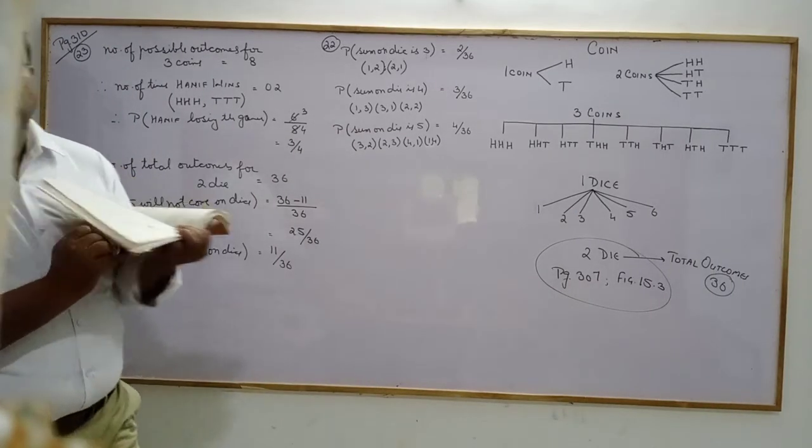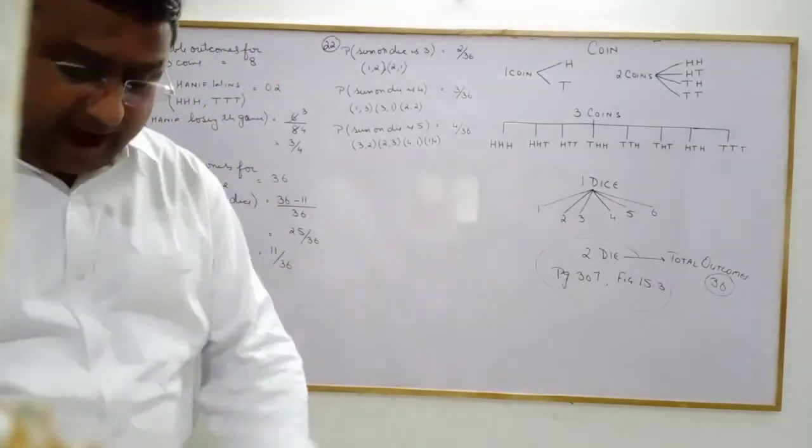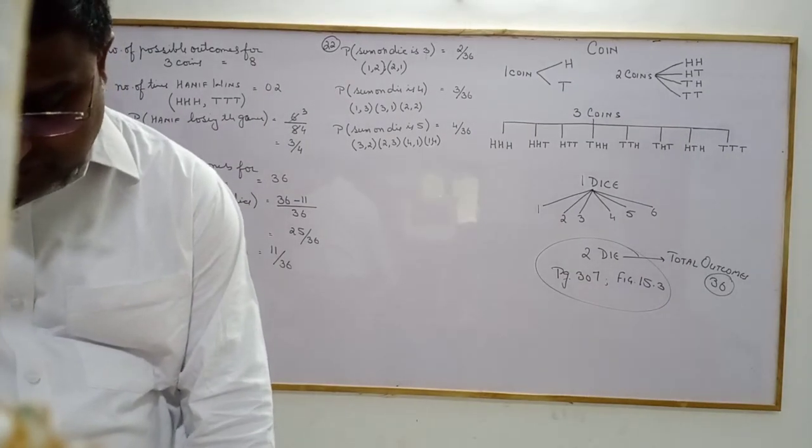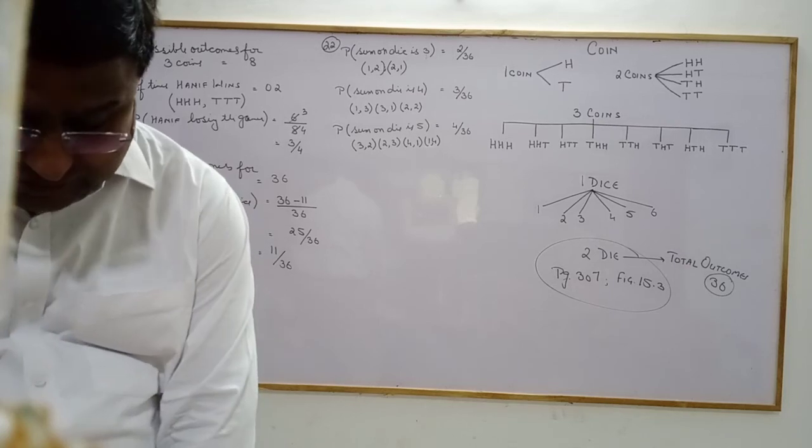So this is the table. I hope you can do this. Clear? So this is the end of probability. The rest of the questions you can do. There is nothing much. We have discussed all of them. They are simple questions. Please practice them.